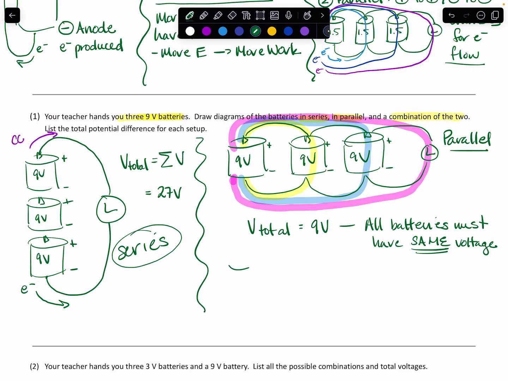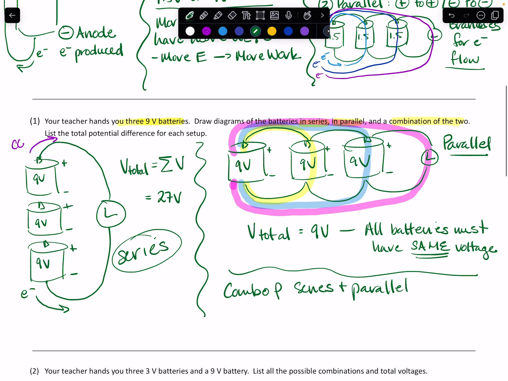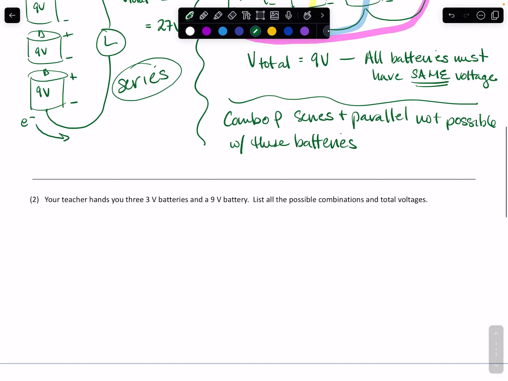All right, so with that in mind, a combo of series and parallel is not possible. If I put 2 of those batteries in series, that would give me a total of 18 for that portion. And if I tried to put those 18 volts in parallel with 9 volts, it's not going to work. So there's no combo possible with these batteries. Now that's not to say you can't ever do it, but you just can't do it with this particular setup. Okay?